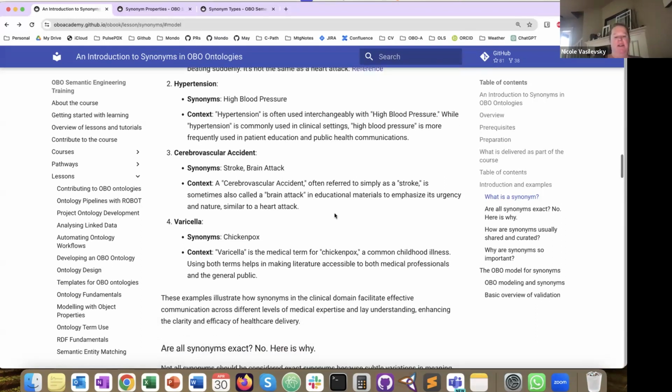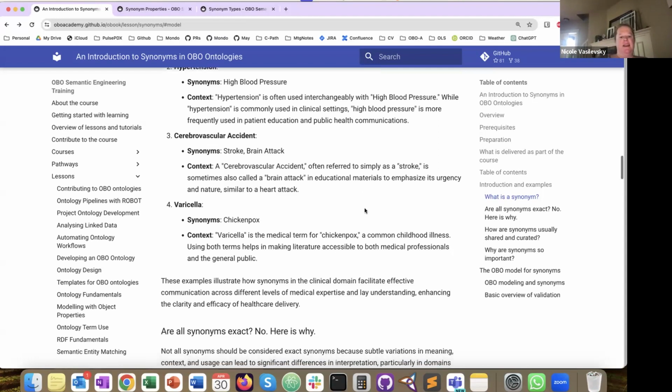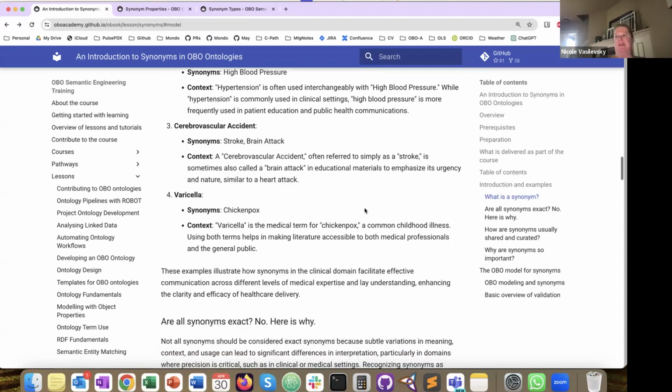Cerebrovascular accident is also known as a stroke. Stroke being probably the more commonly known term. I've personally never heard of anyone having a cerebrovascular accident, but I've heard of a lot of incidents of stroke in my experiences. Also known as brain attack. Sometimes this brain attack term will be used in educational materials to emphasize its urgency, and it's similar to a heart attack. It's a very serious medical condition.